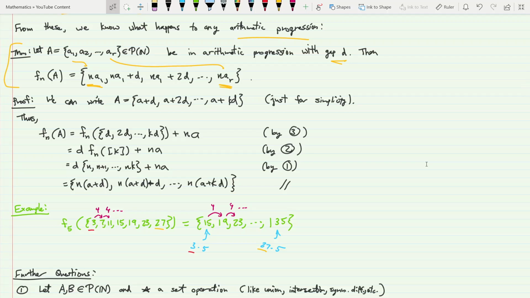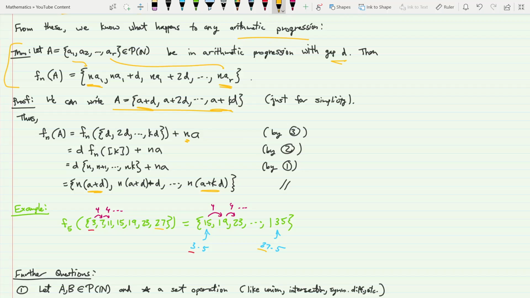So we'll just do the proof very quickly. You can write A in this very convenient form, just a generic arithmetic progression. So you do decomposition. The first line is exactly by 3 above. You can take out this a on every term, remembering to put the n multiplying the a. Factor the d out by 2. And then we know what happens to fn bracket k. It starts at n, goes to nk. Put everything together. Again, the first term is a plus d, so our first term in the output is n times that. And the last term is n times the last term of our input. And the gap is again d. So it works out.